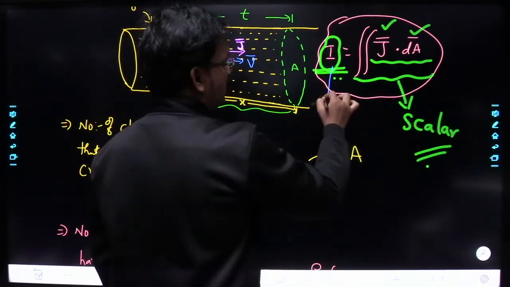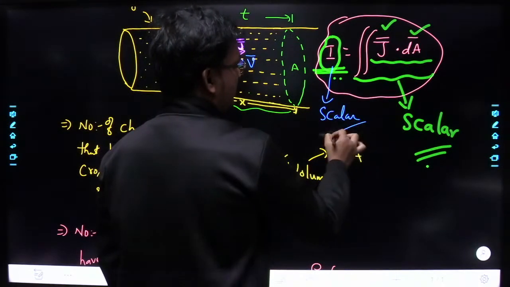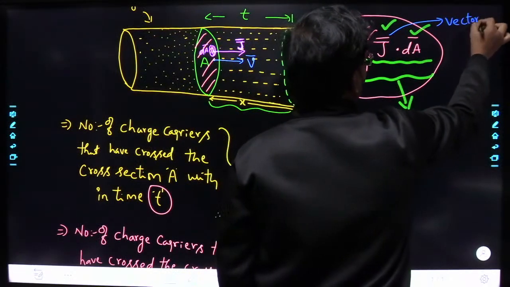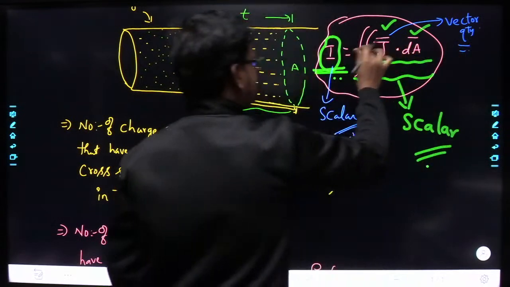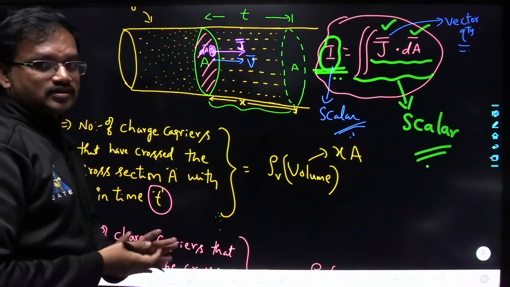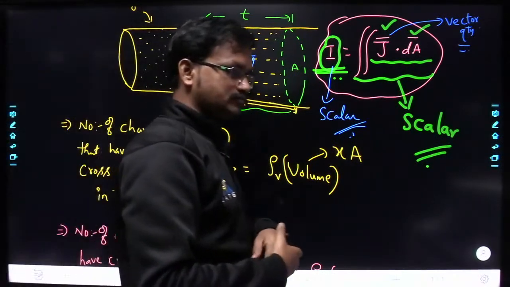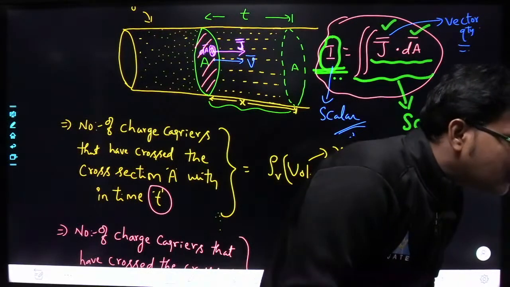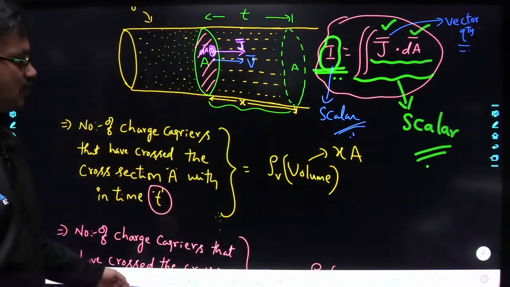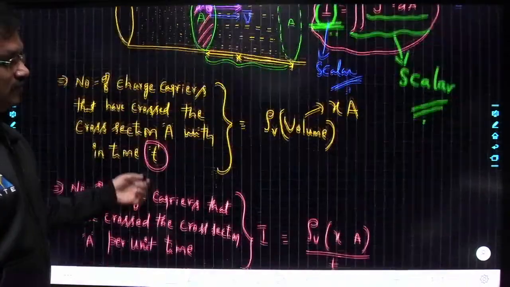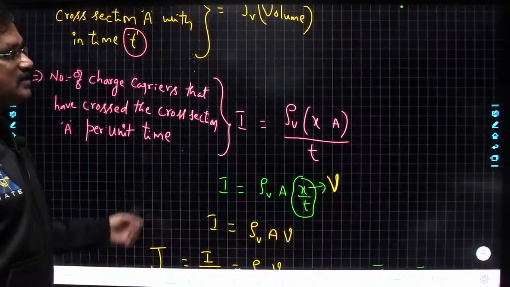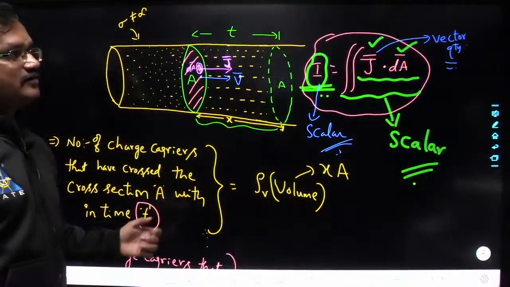So here I is a scalar quantity, whereas current density is a vector quantity. And the direction of current density is the same as the velocity of the charge carriers, right? Okay. So here I have proved that the current is a scalar quantity, whereas current density is a vector quantity.